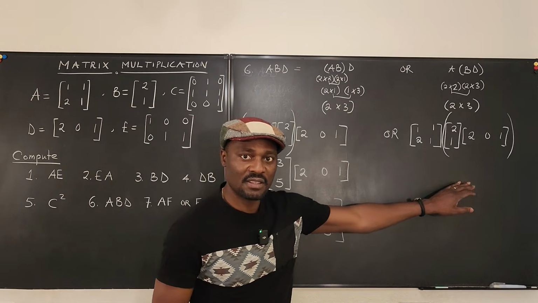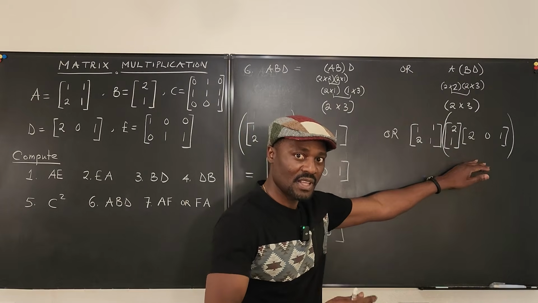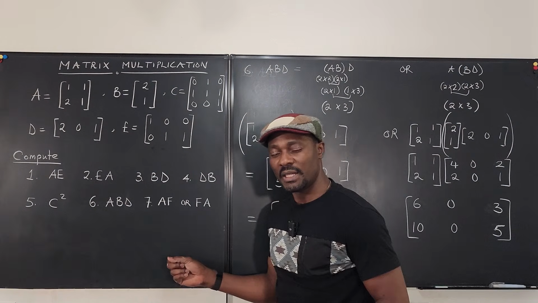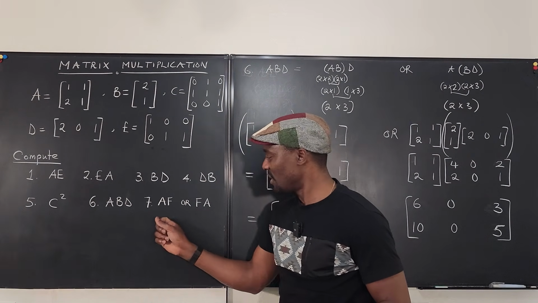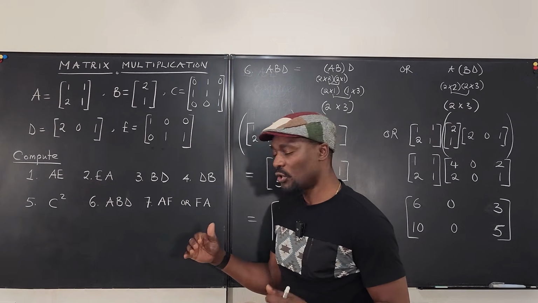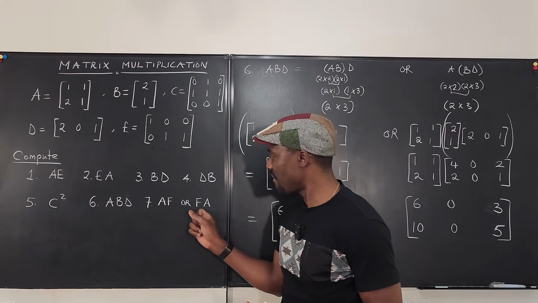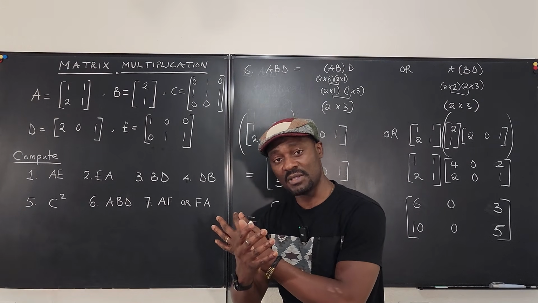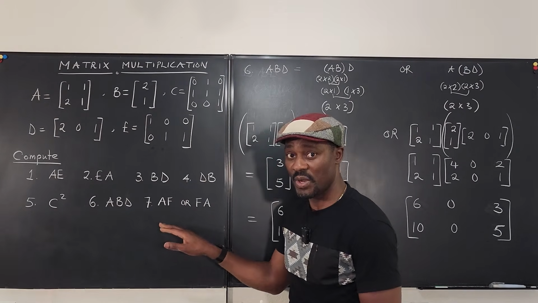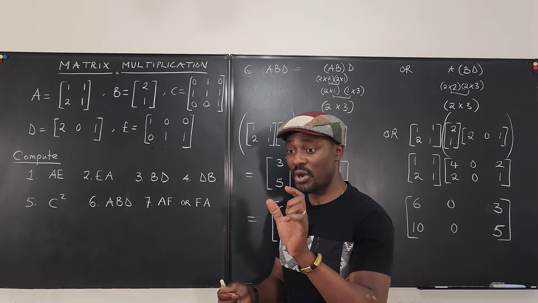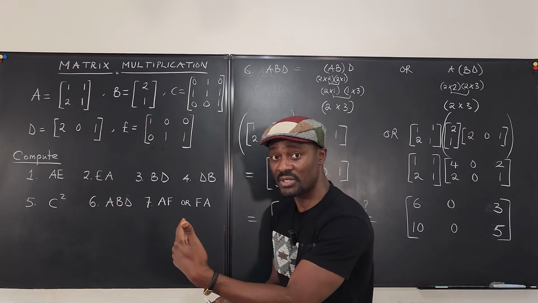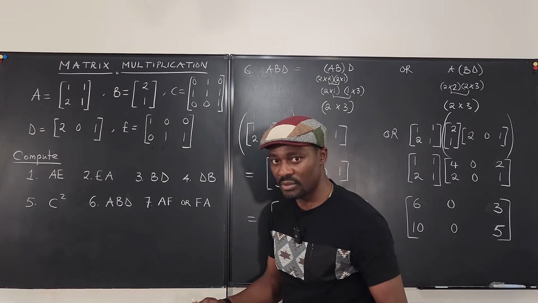Now let's see if we get the same thing here, starting from this side. Let me say something generally about number 7. I just wanted to show that AF and FA are not the same. Once you switch, you won't get the same thing. There are special conditions in which AF, that is, the product of two matrices, will be the same even when you switch the positions of the matrices, but those matrices are special.